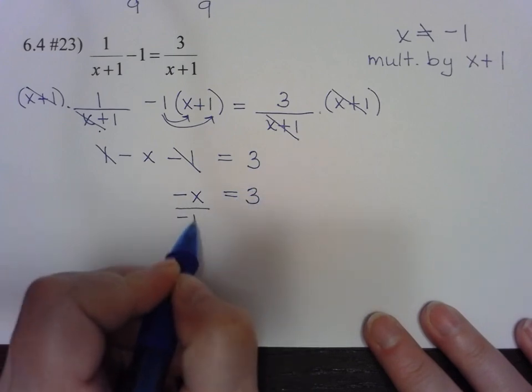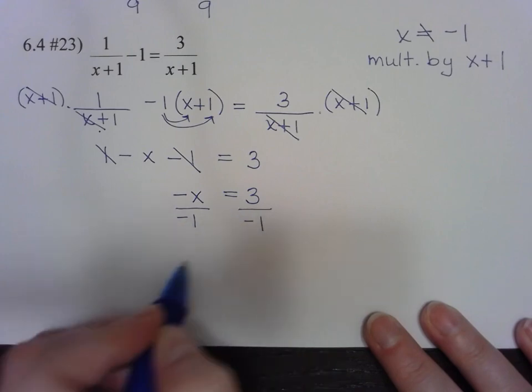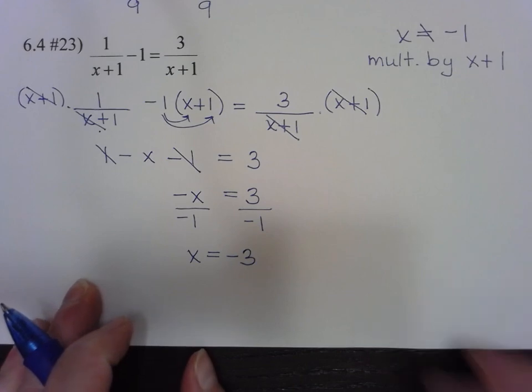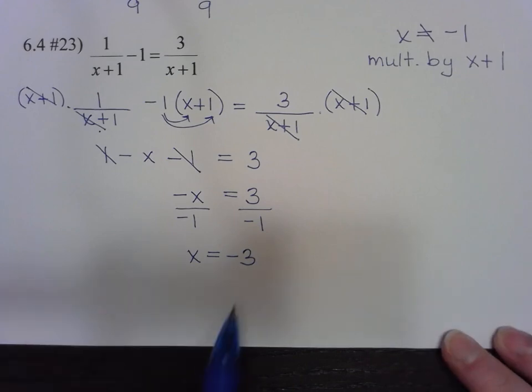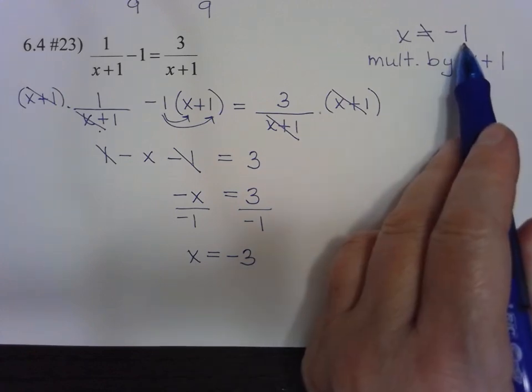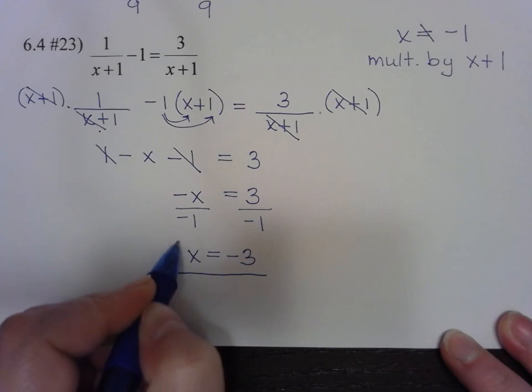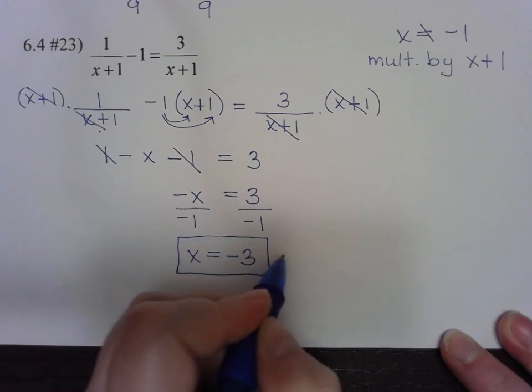So I'm going to divide both sides by negative 1. Again, I don't have to do a full-blown check. I just have to do a quick check that I didn't get this number that would make the denominator 0. I didn't, so I'm good. So this is our final answer.